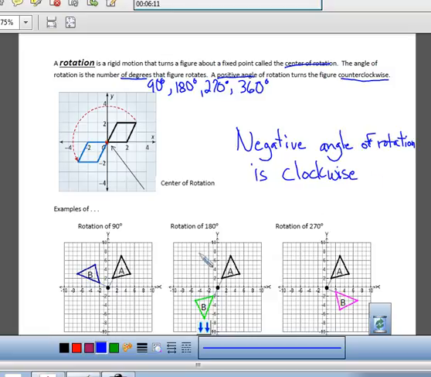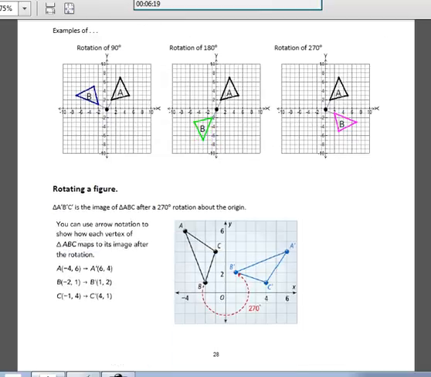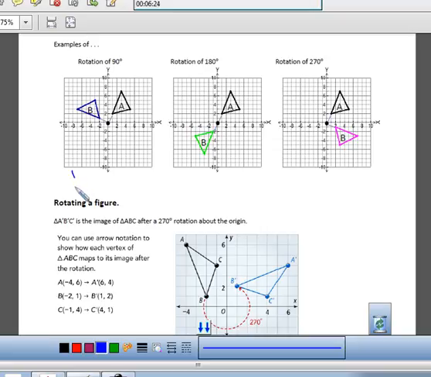Alright, so let's take a look at some of the turns down below, 3 of the 4 typical turns that I talked about. So rotation of 90 degrees, basically this is one turn. Turn your paper one time. So turn it sideways, if you will. Rotation of 180 degrees is 2 turns, or turn it upside down. And then 270 degrees is 3 turns.